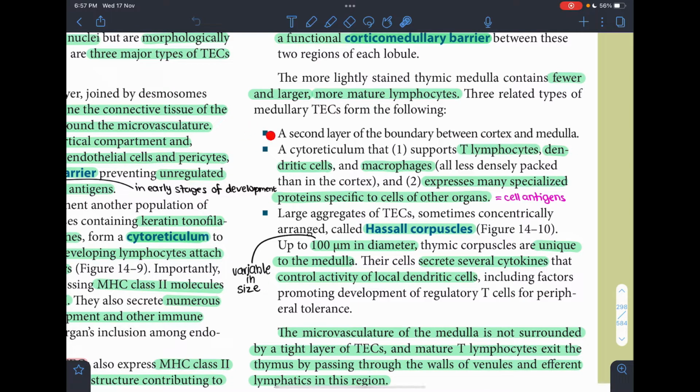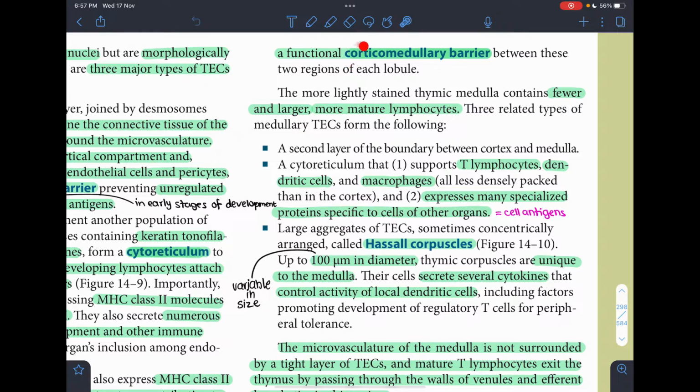Firstly, they form a second layer of boundary between the cortex and the medulla, which is the cortico-medullary barrier. From its name, cortico-medullary, it's a barrier between the cortex and the medulla. These are formed by medullary TECs. It also forms a cytoreticulum, which we talked about, and this cytoreticulum supports the T lymphocytes, dendritic cells and macrophages, which are all less densely packed than in the cortex. It also expresses many specialized proteins specific to other organs, the tissue-specific antigens.